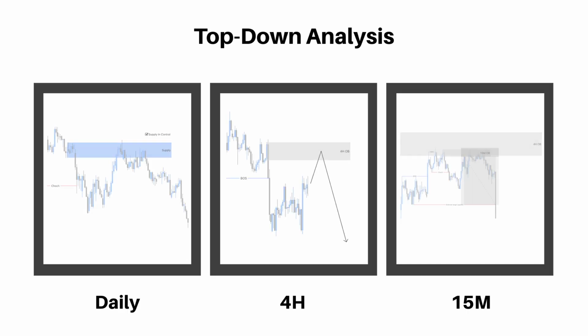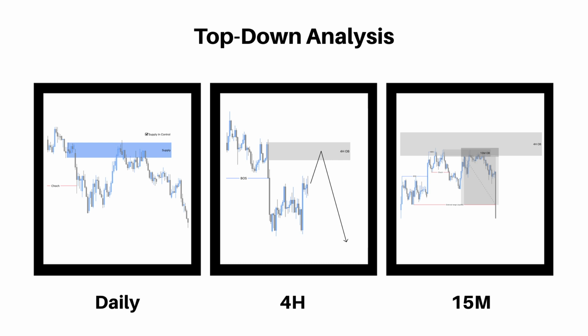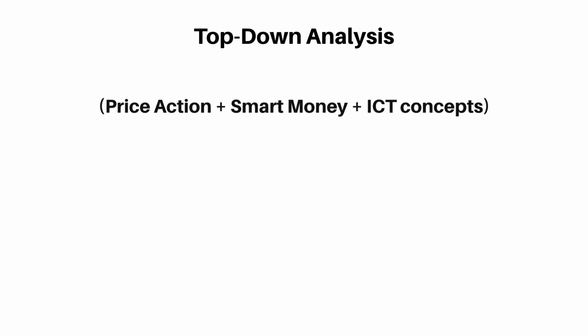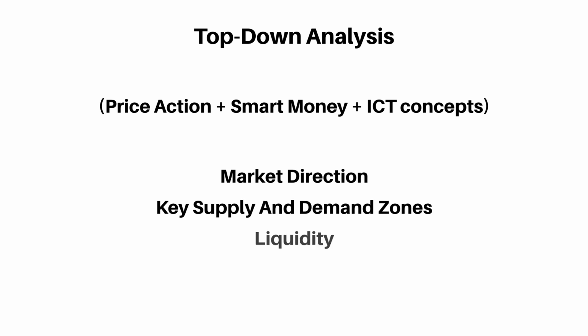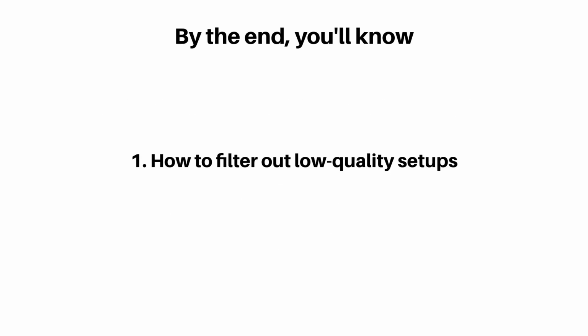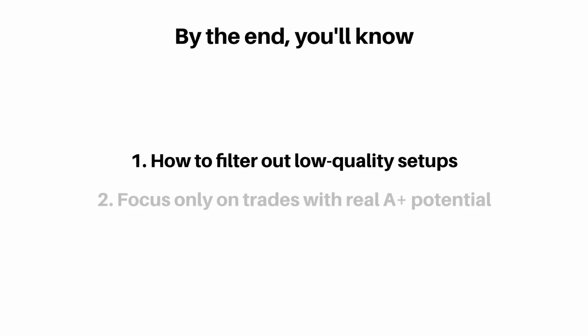In this video, I'm going to show you how to combine multiple time frames in a simple and practical way so you can analyze any chart from A to Z and find higher probability trading opportunities. By combining price action with smart money and ICT concepts, we'll break down how to identify market direction, key supply and demand zones, liquidity, and entry models from higher time frames down to lower time frames. By the end, you'll know how to filter out low-quality setups and focus only on trades with real A-plus potential.